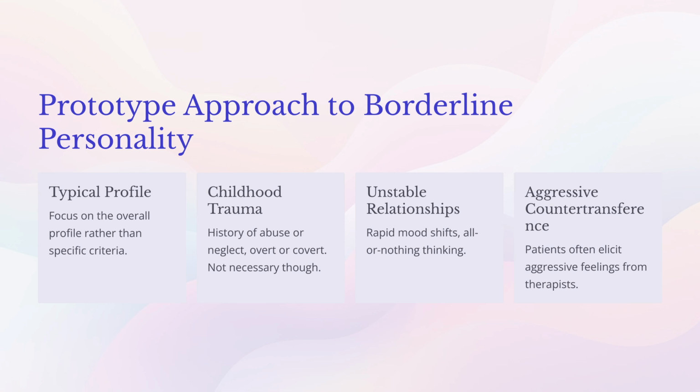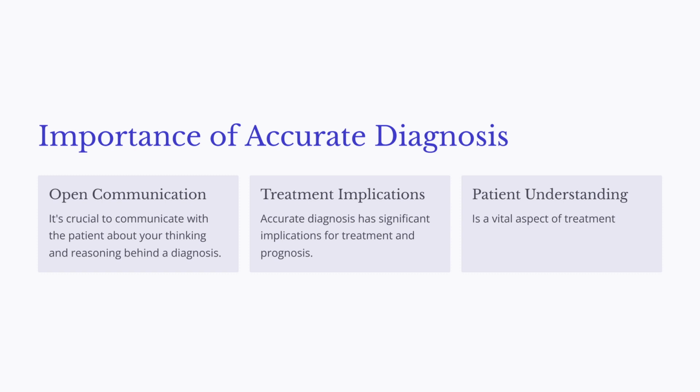So in borderline personality disorder, a typical patient will have a history of childhood abuse or neglect, which can be overt or covert. They'll have unstable relationships, all or nothing thinking, and quite often they'll elicit an aggressive countertransference feeling. So if a patient has mood swings without the DIGFAST criteria, then you should probably be thinking about borderline personality disorder. Now, it's worth noting, of course, there are people that have both conditions and would meet both DIGFAST criteria and have the typical profile of borderline personality disorder. And my last point, it's super important that you don't give a bipolar diagnosis just because you're uncomfortable telling someone you suspect they have borderline personality disorder.